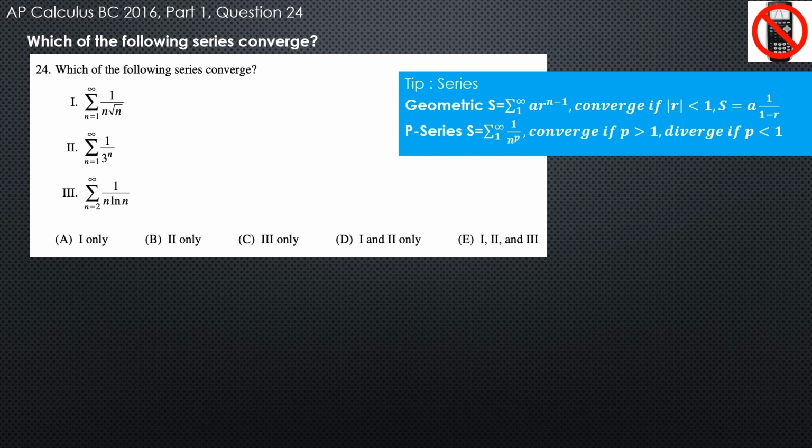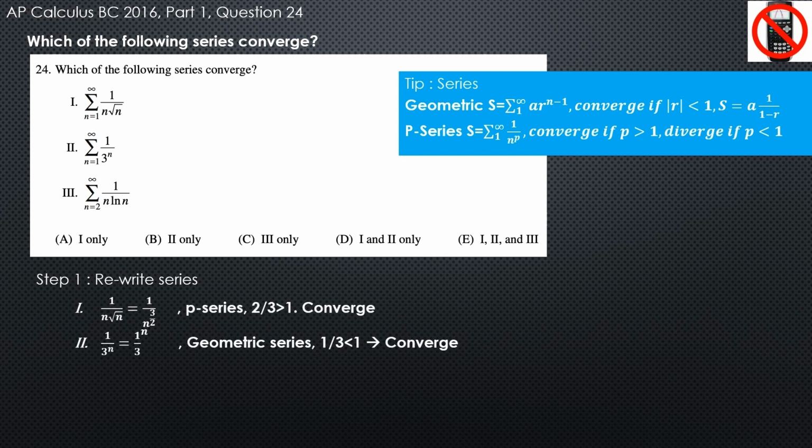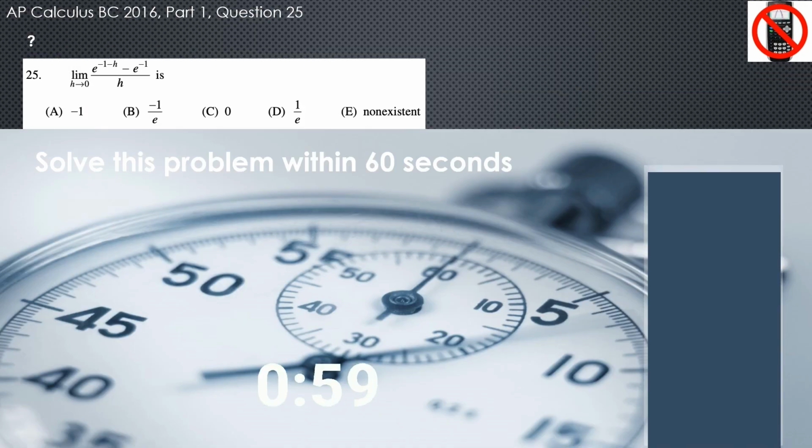Tip for series. Geometric series: the sum from 1 to infinity of a r to the power n minus 1 converges if the absolute value of r is less than 1. S equals a times 1 over 1 minus r. P-series: the sum from 1 to infinity of 1 over n to the power p converges if p is greater than 1. Step 1. Rewrite the series. The answer is D. Solve this problem within 60 seconds.